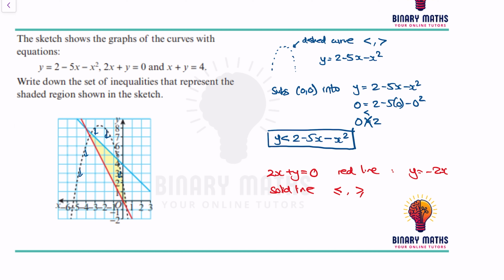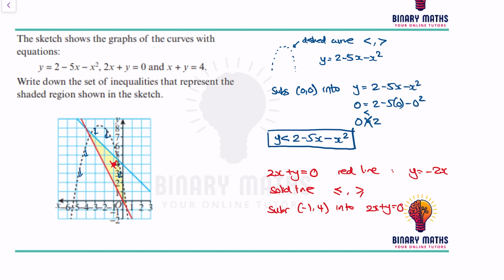Now I need to find a point clearly in the region. So let's look, this point, for example, is clearly inside the region. Let's substitute that point in instead of 0, 0, because if you look at 0, 0, it's on the line. So let's not use 0, 0. Let's use negative 1, 4. So substitute negative 1, 4 into 2x plus y is equal to 0.